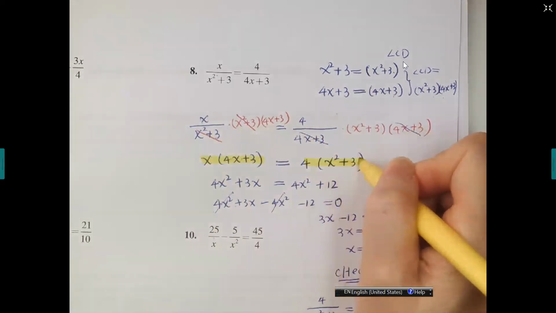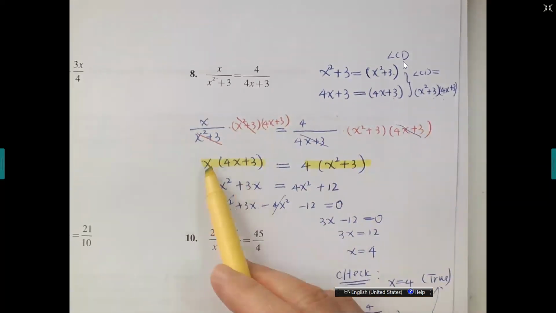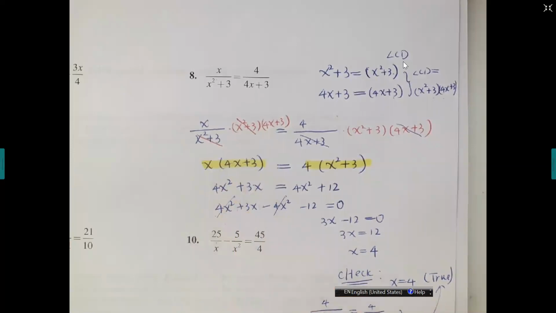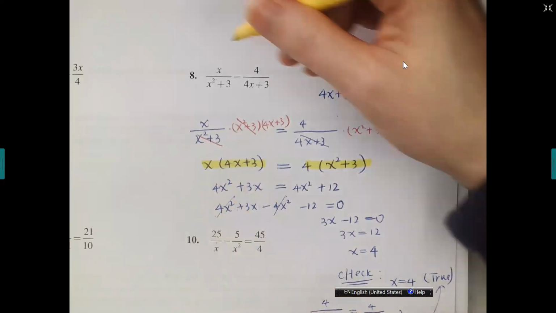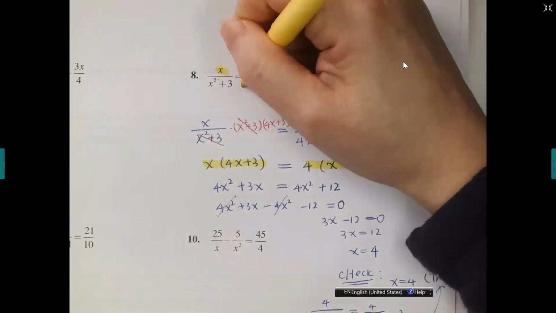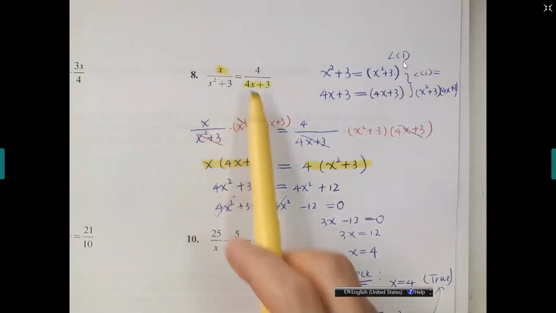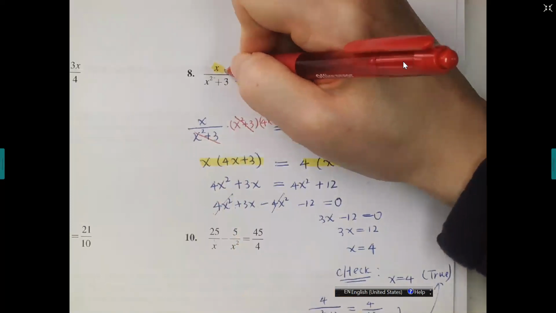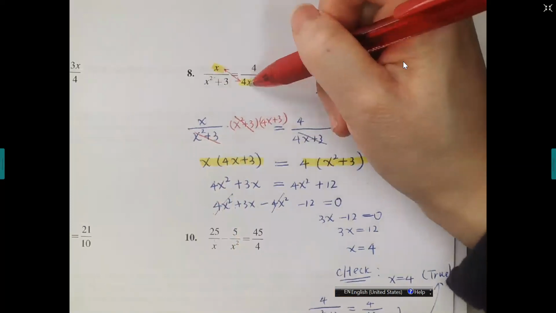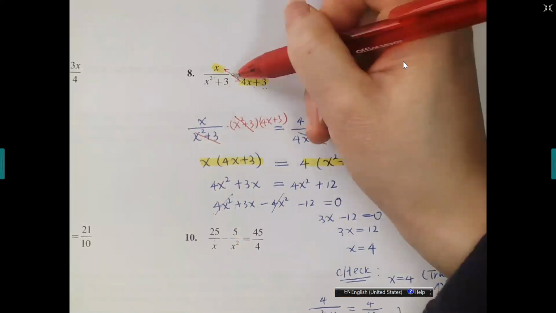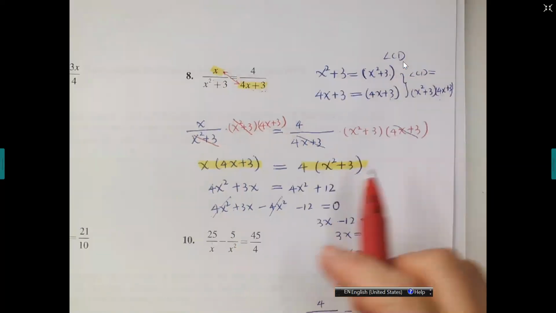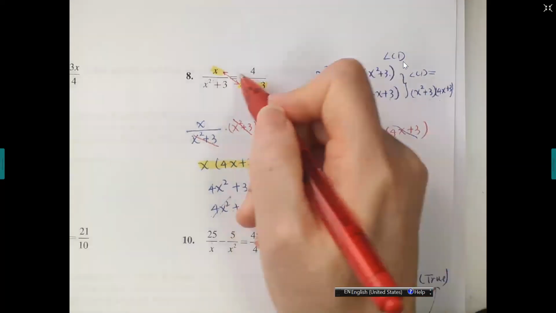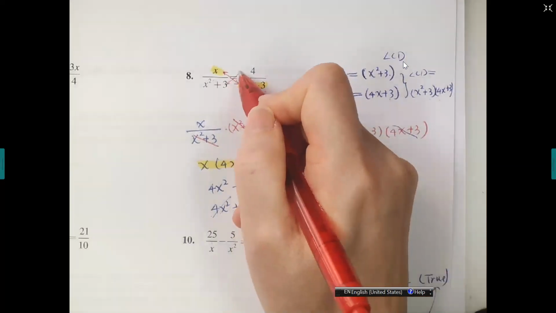Let's look at what is the left side. x times 4x plus 3. When we go back to the original equation here, check those two terms. It happened to be the product of those two terms. So x times 4x plus 3, and equals what? Equals 4 times x squared plus 3. It happened to be the product of those two terms.